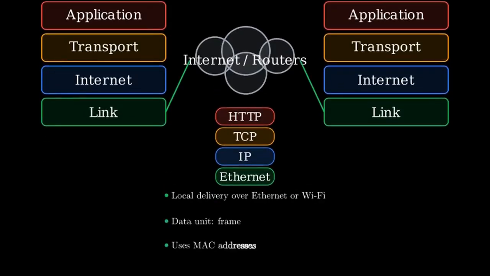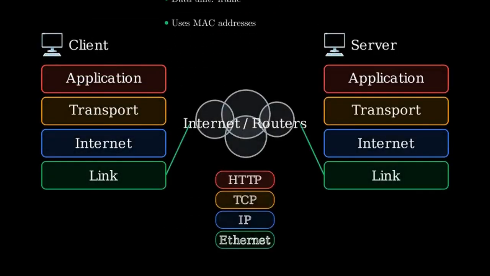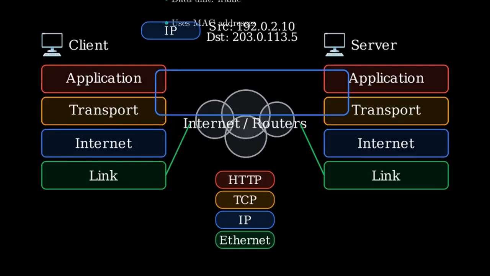Layer 2 is the internet layer. Its job is to move packets across different networks. The main protocol is IP, Internet Protocol. It adds IP addresses to packets like street addresses, and routers forward based on those addresses. Let's highlight the internet boxes and show an example address pair.